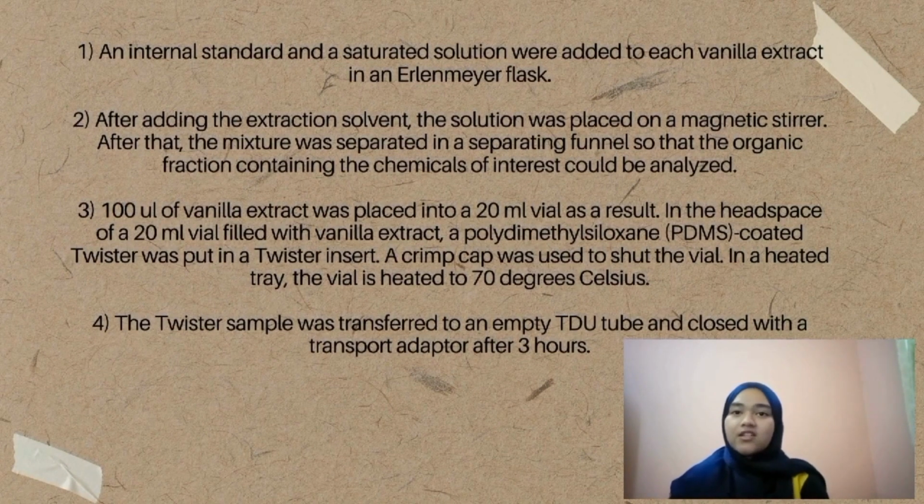As a result, in the headspace of a 20 ml vial filled with vanilla extract, a polydimethylsiloxane-coated Twister was put in a Twister insert. A crimp cap was used to shut the vial. In a heated tray, the vial is heated to 70 degrees Celsius. Number 4, the Twister sample was transferred to an empty TDU tube and closed with a transport adapter after 3 hours.